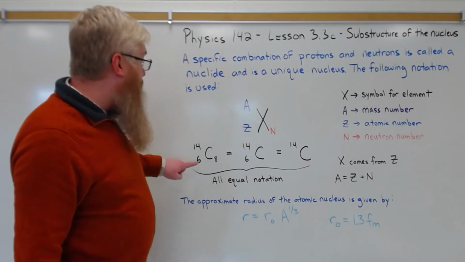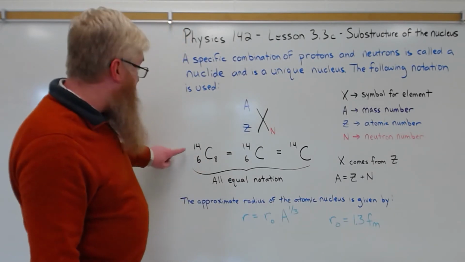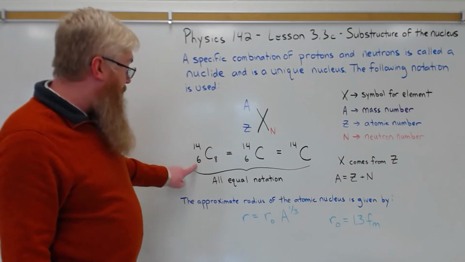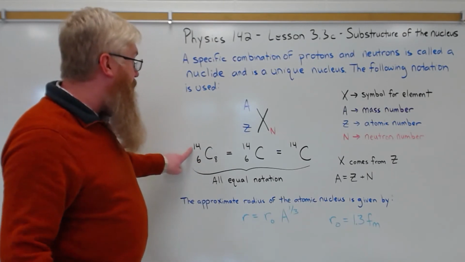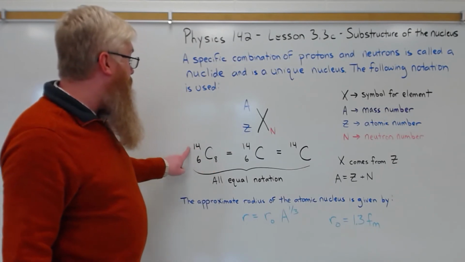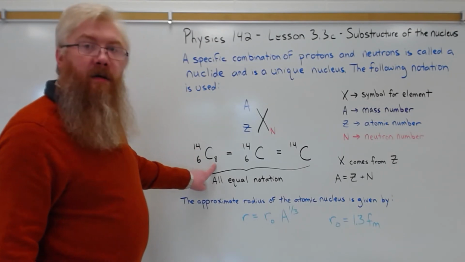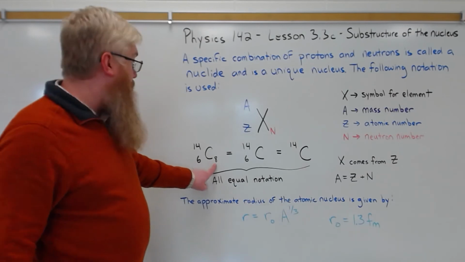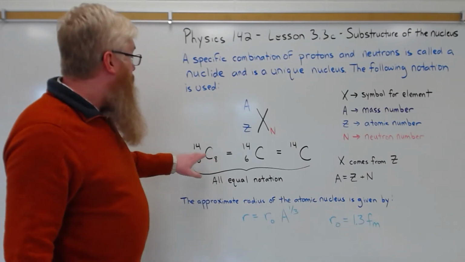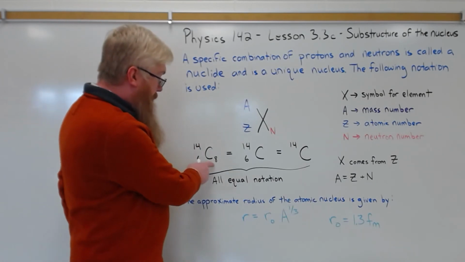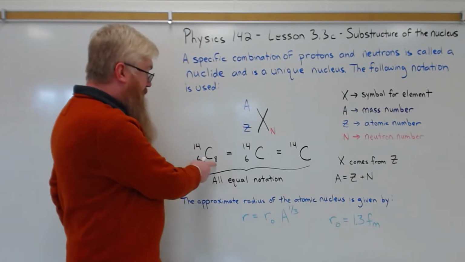So writing it out fully, carbon 14 would look like this. Here's carbon, has 6 protons, that's why it's carbon. Atomic mass is 14 for carbon 14, so 8 of those nucleons must be neutrons, right? 6 are protons, 8 must be neutrons to get carbon 14. Well, that's redundant, right? Because we know 14 minus 6 is 8.